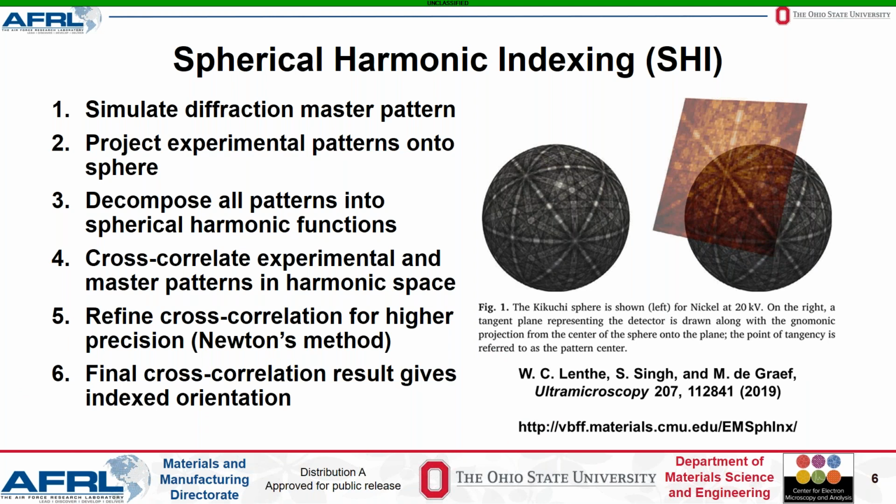So in this method, first, diffraction is simulated for every possible orientation of the desired crystal structure with the appropriate sample tilt and electron beam energy for the experimental conditions. Both the simulated master pattern and the experimental patterns are then projected onto a sphere and decomposed into spherical harmonic functions. The cross-correlation between each experimental pattern and the master pattern can then be efficiently found in harmonic space, in a manner roughly analogous to finding the cross-correlation of two functions in Fourier space.